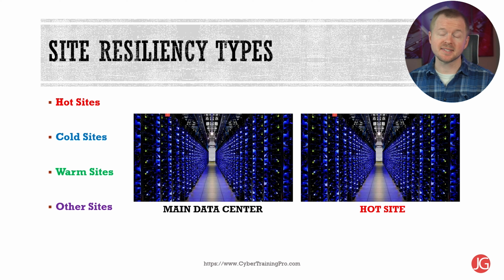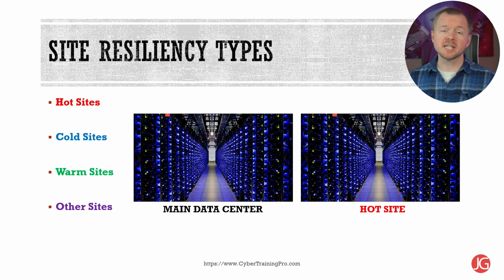The first option is hot sites, and these are up and running 24 hours a day, 7 days per week, and they're basically an exact clone of our primary site. That means that we have all the equipment, software, and so on that we need. These types of sites might just be another office location that we already are using, but it takes anywhere from a few minutes up to an hour to transition over.